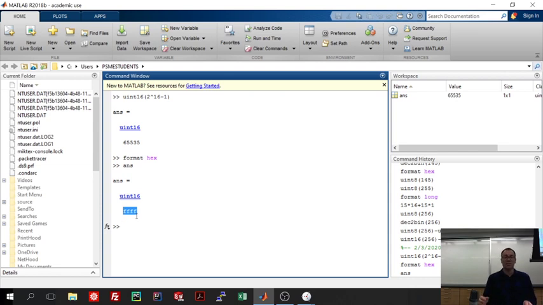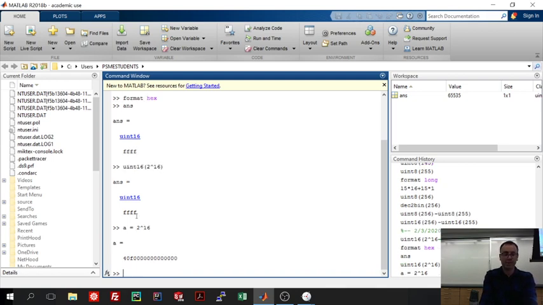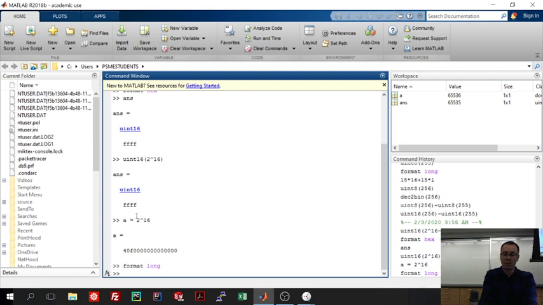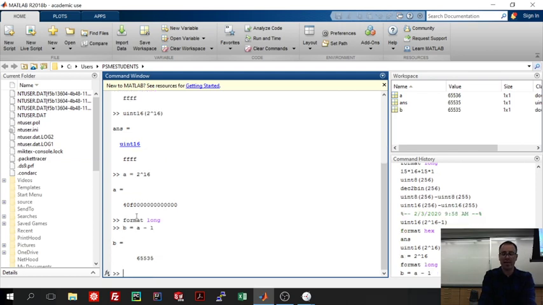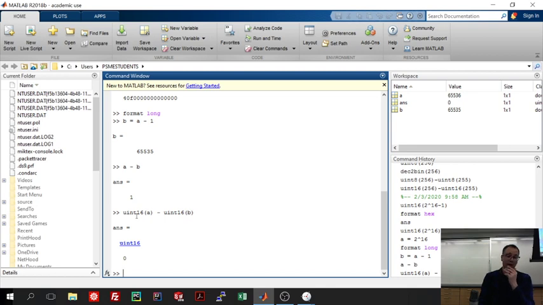Let's go ahead and break this data class. What do I mean break the data class? Yeah, so if I said uint16 of 2 to the 16, so strictly speaking, let's do this. A equals 2 to the 16. Format long. B equals A minus 1. What do you say about A minus B? Should be 1, right? But if I encode those classes, we talked about this last time, in this data representation, what happens? Right? So the next question is, well, what is going on when we do addition and subtraction under this?